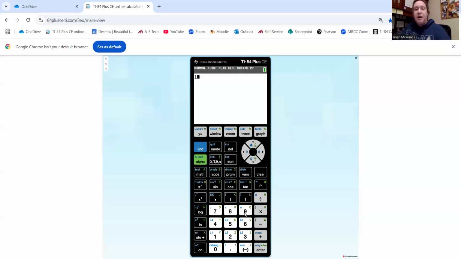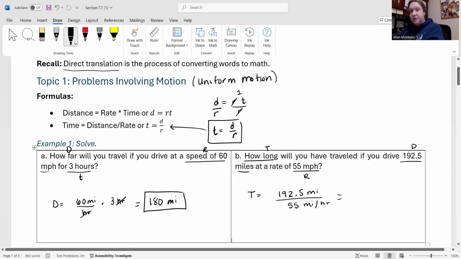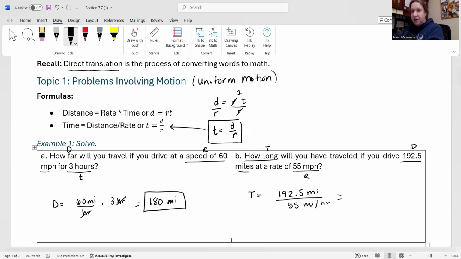Okay, so we take 192.5. That's the distance we travel, divided by the rate we travel, which is 55. And that tells us that we traveled a total of 3.5 hours. Let's go back to the worksheet. Okay, so when you do this, what happens is your miles cancel and we end up getting hours left. Don't worry too much about that, but you're going to get 3.5 hours traveled. Okay, so just know how to use those two formulas. Again, the distance formula quite literally tells you the distance traveled. The time formula quite literally tells you how long you were traveling.